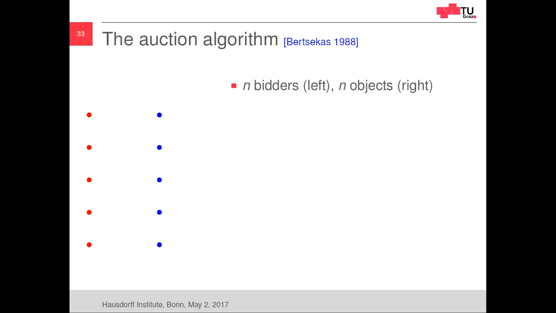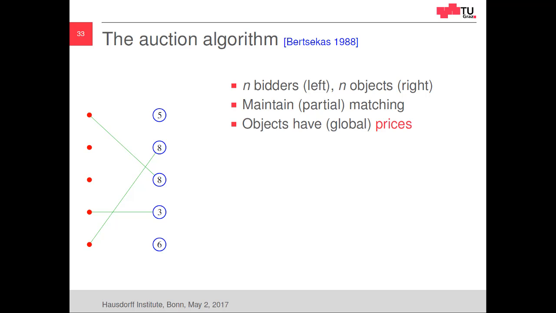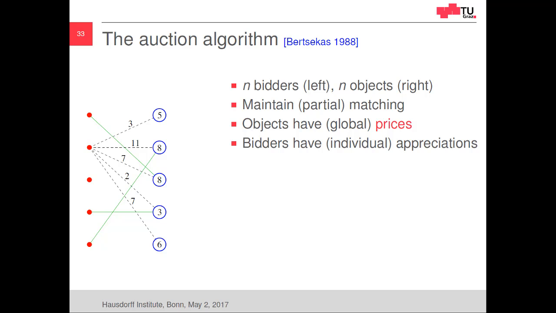We have n bidders and we have n objects. And now in the algorithm we maintain a partial matching. Initially this is empty and it gets larger, and as soon as the matching is perfect, we return it. Okay? Every object has a price which is initially 0, and it increases during the algorithm. Also, every bidder has a certain appreciation for every object, which is individual. This bidder likes object 2 a lot, whereas this bidder has very different preferences. Yeah? So this is the setup.